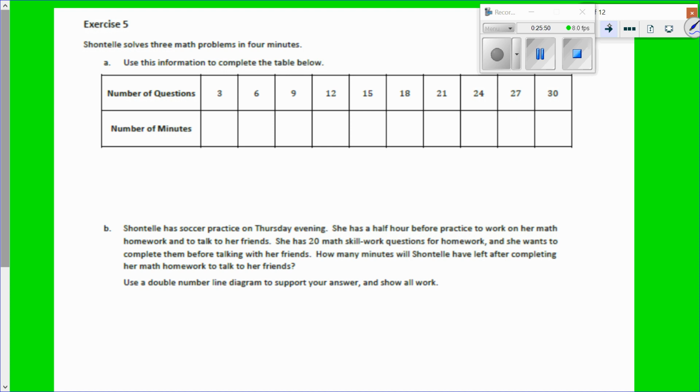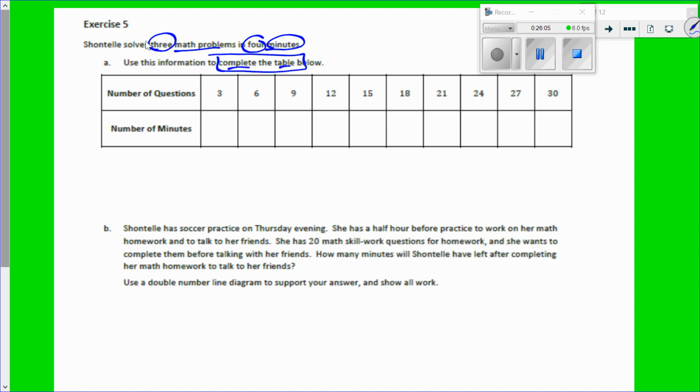We're going to just do another ratio table. Again, we didn't give you a whole lot of practice. This will give you more practice on this. Chantel solves 3 math problems in 4 minutes. Use this information to complete the table below. So that's really our task, complete the table.